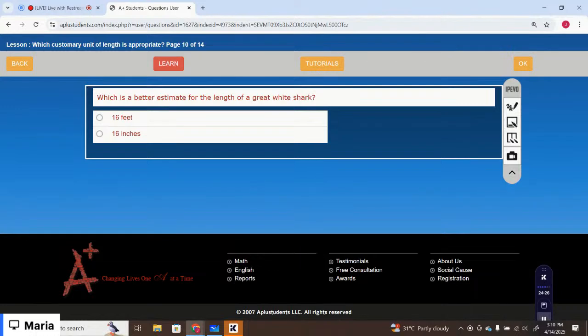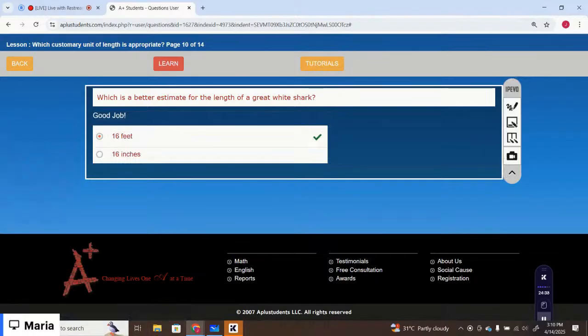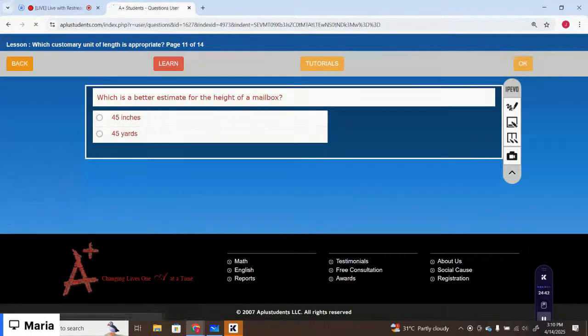Which is a better estimate for the length of a great white shark? Great white shark, and that must be 16 feet, right? Okay, you can complete the lesson by yourself today. Let me just move on to the next lesson.